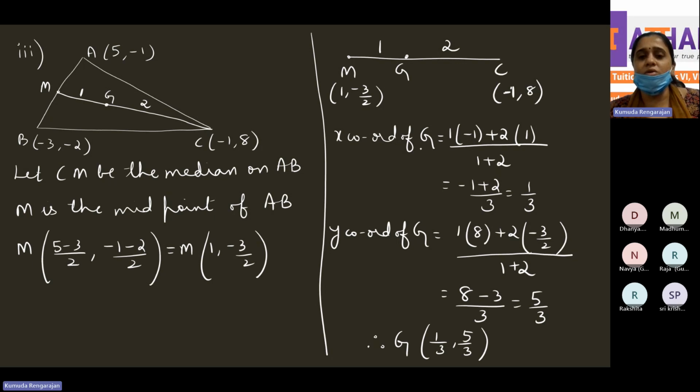Ratio 1:2. Now, how will you find the x coordinate of G? (m x2 + n x1)/(m + n) and (m y2 + n y1)/(m + n). If you find it using the formula, you don't have to find anything else. Directly, you have x1, y1, x2, y2, x3, y3. Just use the formula (x1 + x2 + x3)/3, (y1 + y2 + y3)/3. You will get the same answer.